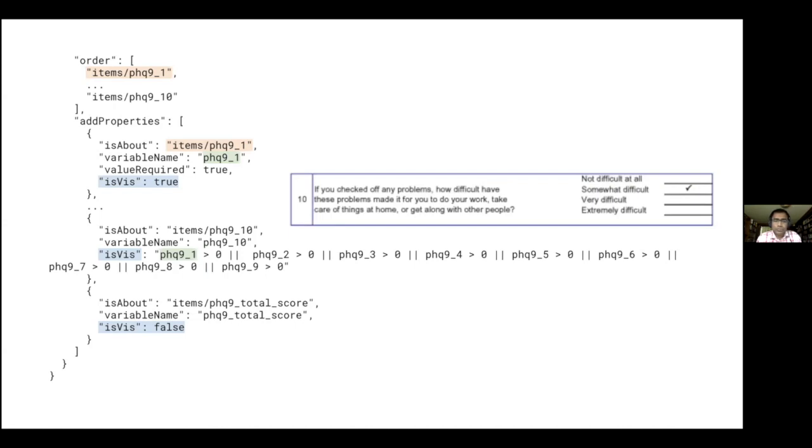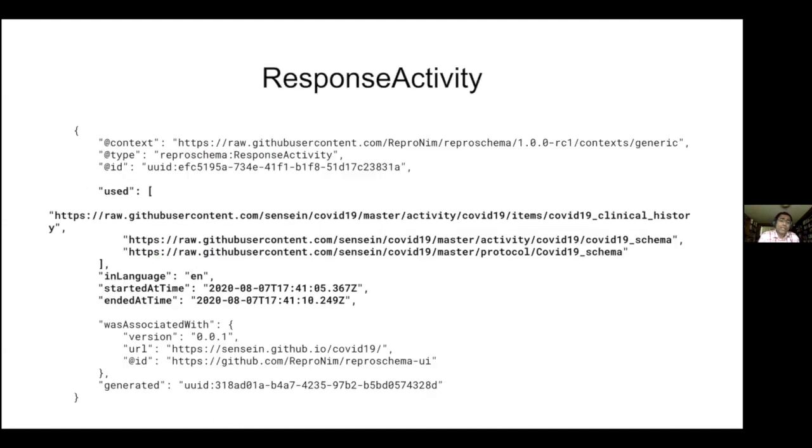So this is just saying that this 10th question is asked if a problem was checked off as being positive, and this isVis allows us to represent that conditional logic together with a computation within the schema. So now you have the schema side of things. Our UI allows us to collect data and preserve that as well.